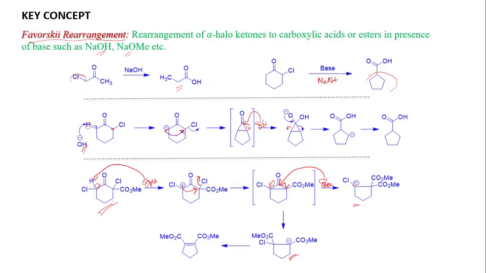Now this anion could be stabilized by only the minus I effect of this chlorine. But this anion could be stabilized through resonance with this ester functional group. So definitely this carbanionic intermediate will be more stable than this carbanionic intermediate. So the reaction will proceed preferably through this intermediate. Now this carbanionic intermediate can further undergo an elimination to give this cyclopentene product.